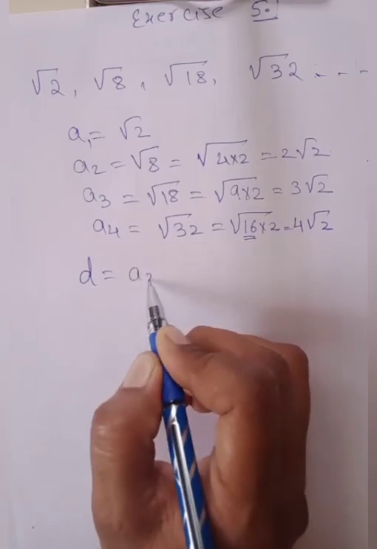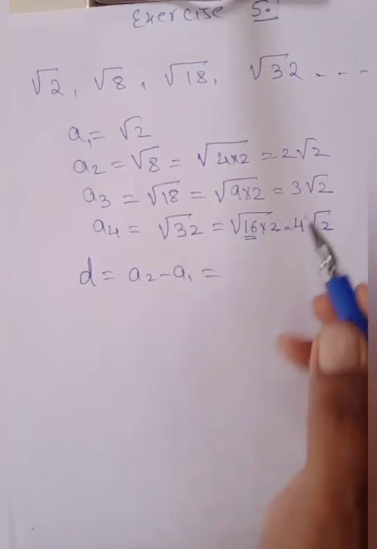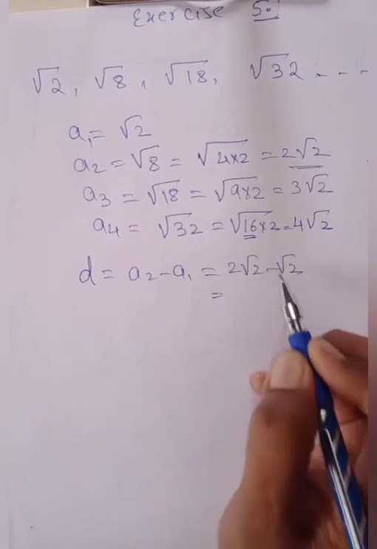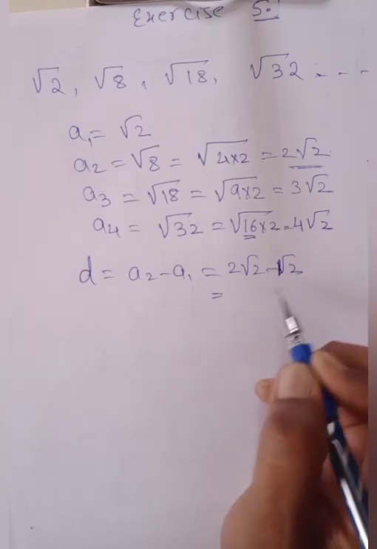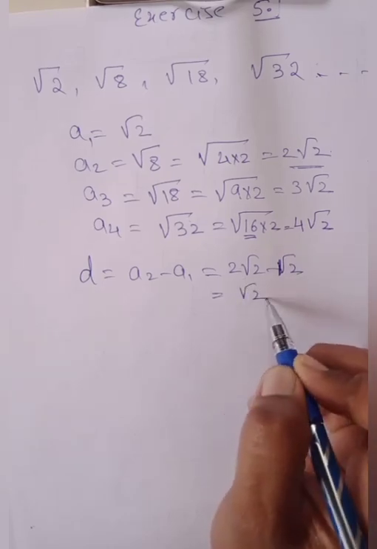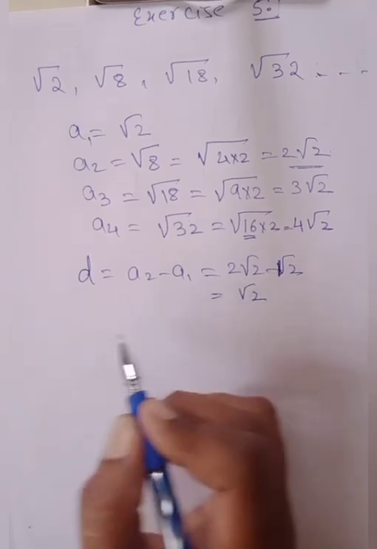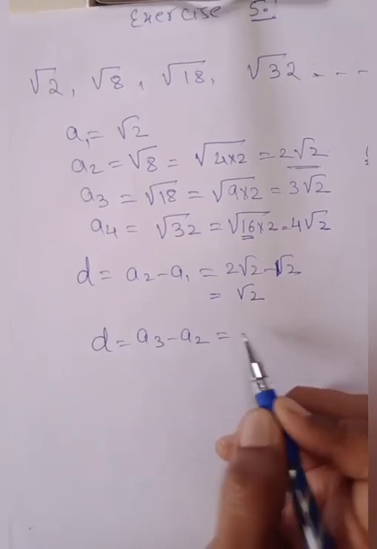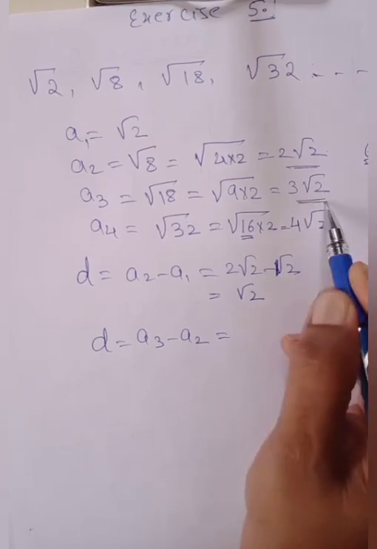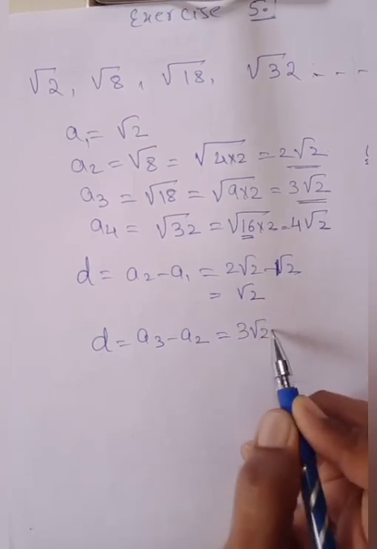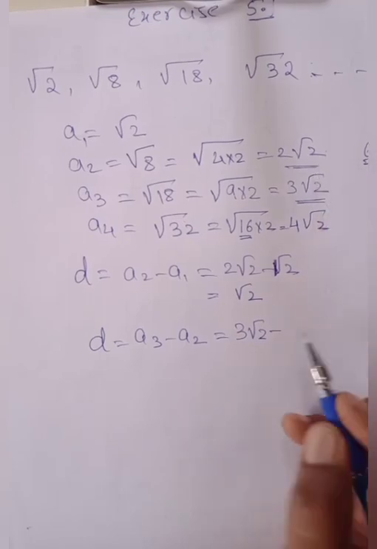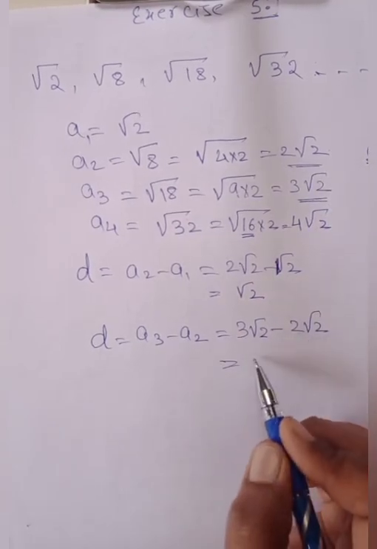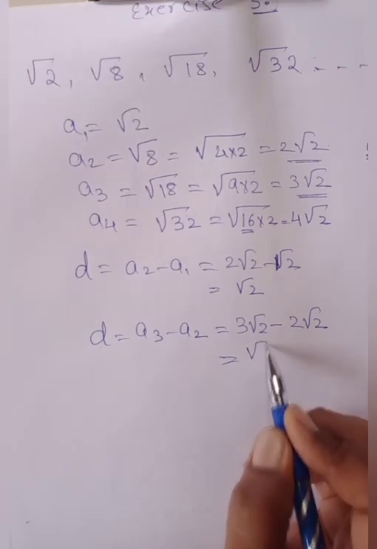Now I am finding the difference. Difference d is a2 minus a1, which is equal to, what is our a2? It is 2 root 2 minus root 2. See here, nothing means it is 1. 2 root 2 minus 1 root 2 is root 2. Yes, the difference I have got between these two. Then the second difference between a3 and a2 equals, what is our a3? a3 is 3 root 2 minus a2. a2 is 2 root 2. Very simple. 3 root 2 minus 2 root 2 is 1 root 2, or you can write just root 2.